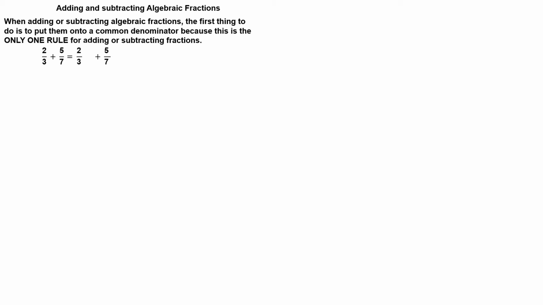To change the denominator of 3 into 21 requires multiplying by 7. We must multiply the top and bottom by 7. To change the denominator of 7 into 21 requires multiplying by 3. We must multiply the top and bottom by 3. Now we add only the numerators.